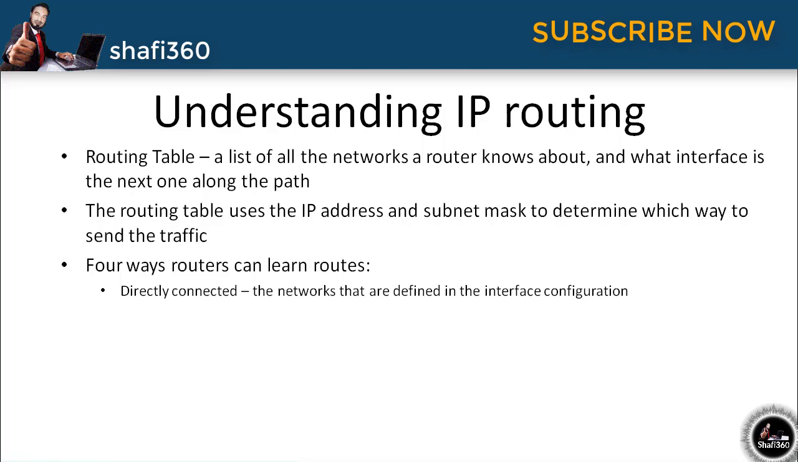Number one is directly connected, and these are the networks that are defined in the interface configuration. If you define an IP address of 10.10.1.0 with a subnet mask of 255.255.255.0, then the router knows that every IP address that begins with 10.10.1.0 and ends with 10.10.1.255 will be off this interface. You don't really have to tell the router about directly connected routes. It knows they're there just by virtue of what interfaces are configured.